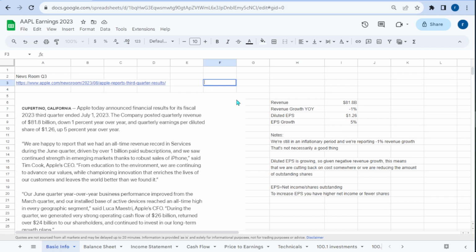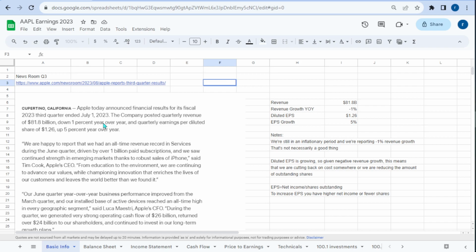So let's just start with the beginning, okay? When the earnings come out, there's going to be the statement, and it's going to be on the newsroom. So I went ahead and provided that link to you. And basically, they're just going to give you a brief overview. They say right here, Apple today announced financial results for its fiscal 2023 third quarter ended July 1st, 2023. Now they're going to give us some key numbers right here.